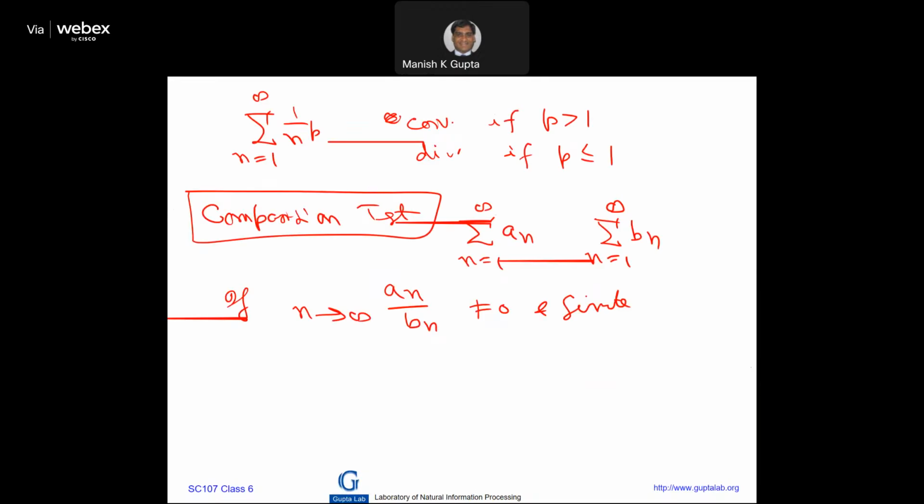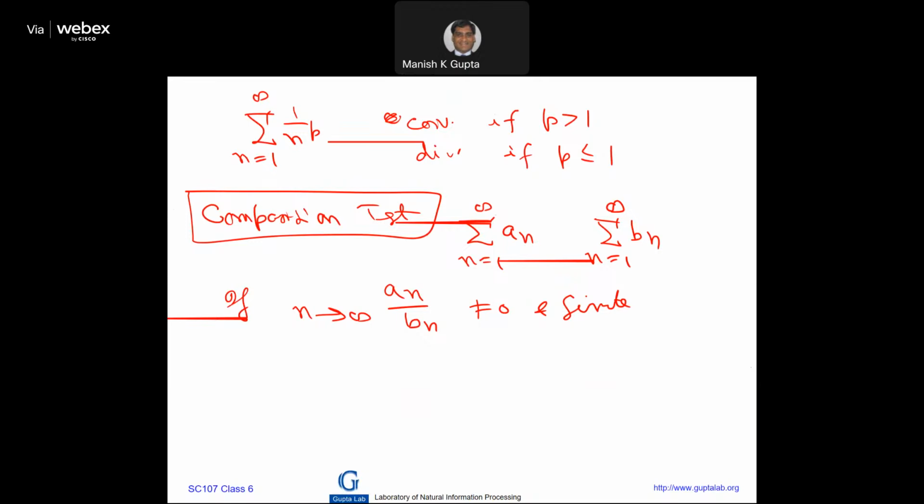Comparison test. Many times this is quite useful. You just compare it with some other series and compute this limit, so the behavior will be the same. Many times, suppose you want to show the convergence of an using the epsilon n method, but you find another series bn of identical nature but with simpler terms. Then you can use epsilon n on the second series. These kinds of comparison tests are useful.